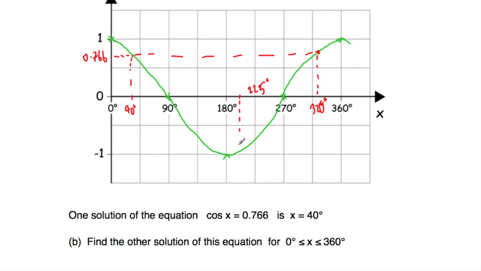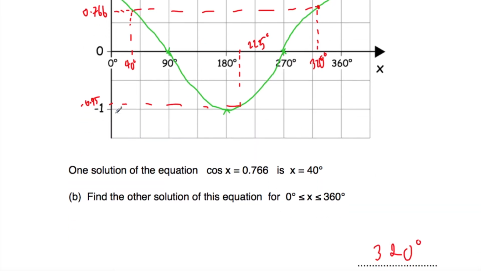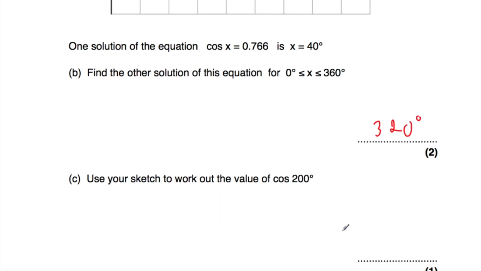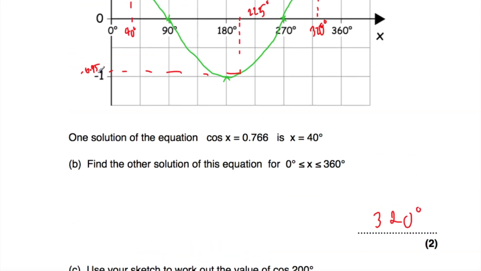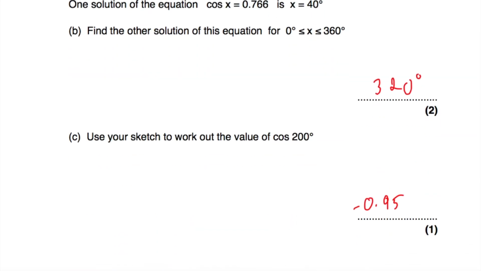And then if we go down and we go across, we get to here. And I'm going to say, well, if this is 0.5 and that's minus 1, I'm thinking, is that perhaps around about minus 0.95, something like that? Again, it's an estimate. We're using our curve to do it, so it's not going to be exact. We haven't even got the little boxes to help us. So I'm going to go for minus 0.95. And if you've written down minus 0.9, something like that, that would be fine using your curve to find that value.